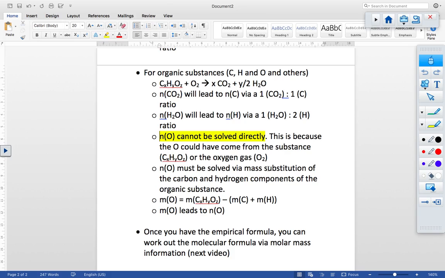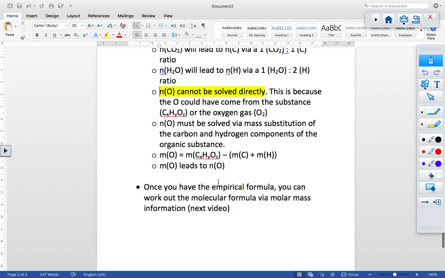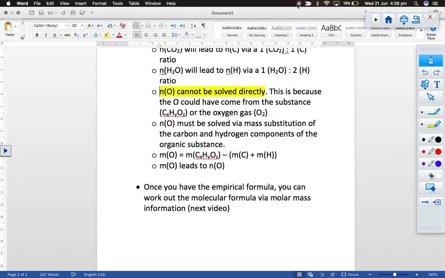You must solve it via mass subtraction. So that means you need to get the mass of the carbon and the mass of the hydrogen from the number of moles of the carbon and the hydrogen, subtract it from the original organic substance, and then work out the number of moles of it. Okay, that's it. Tomorrow you'll be doing lots of work on it.